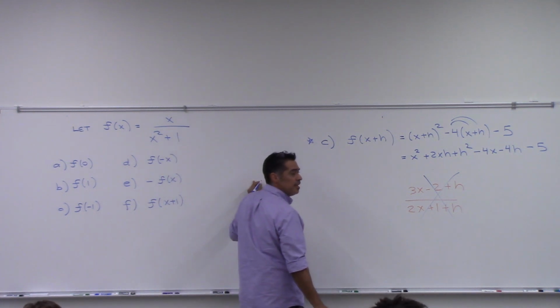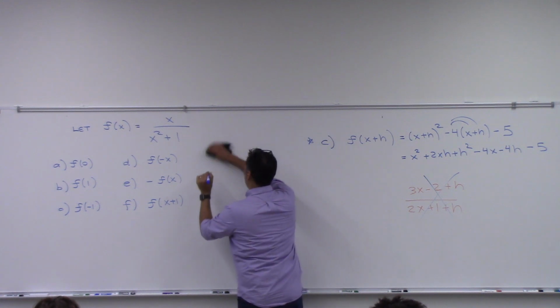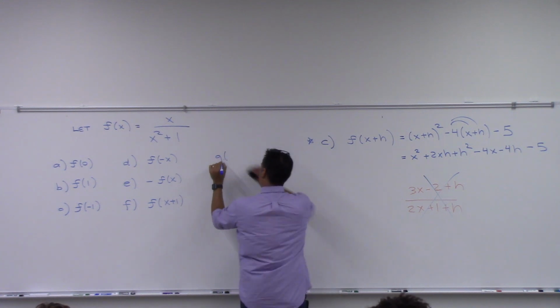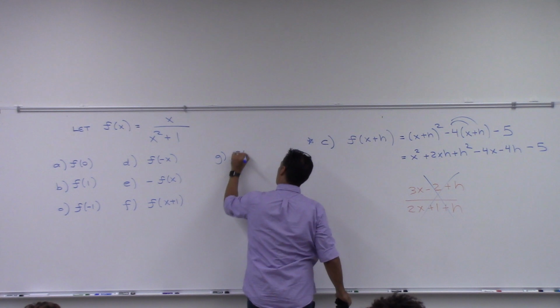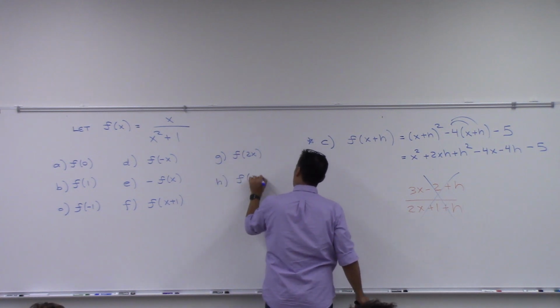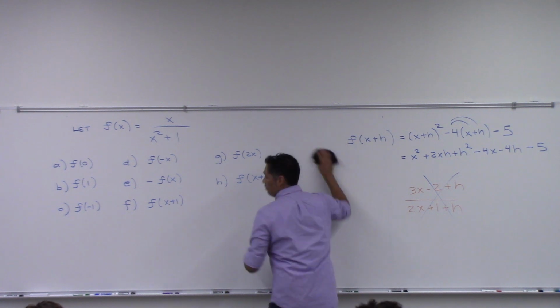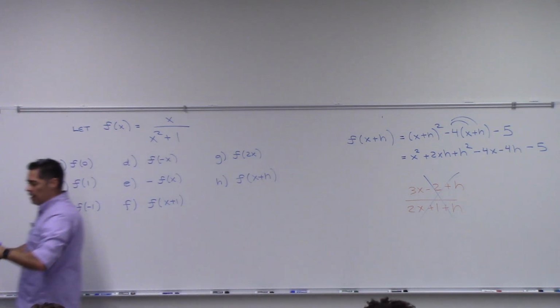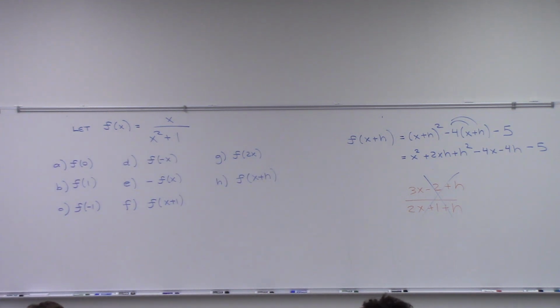And then G, just a couple of problems here. G, what's f of 2x? And H, finally, the big one, what's f of x plus h? Okay, what time is it? It's 10 o'clock. Let's see how much you can get done in 10 minutes.